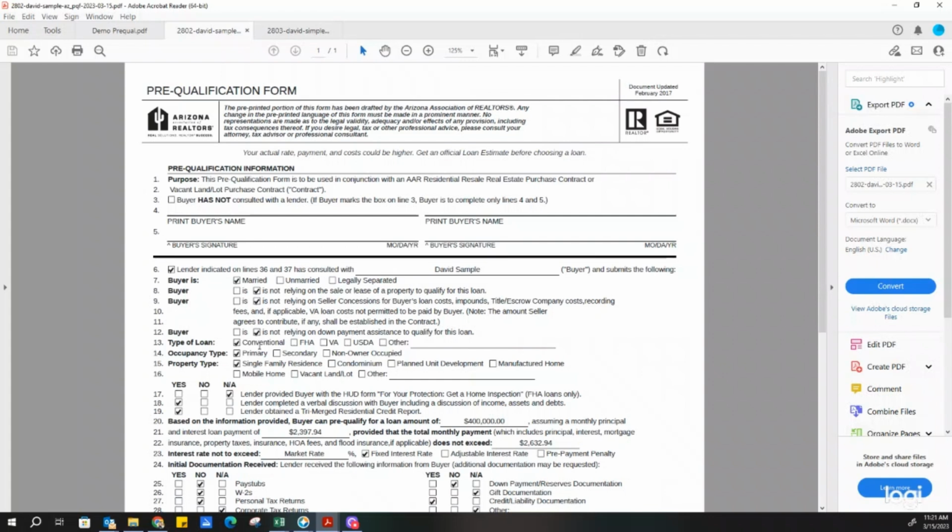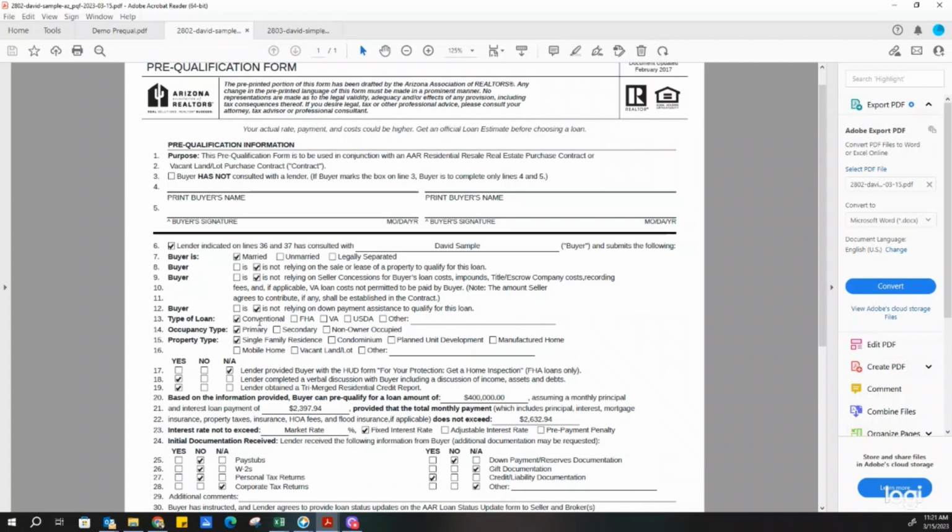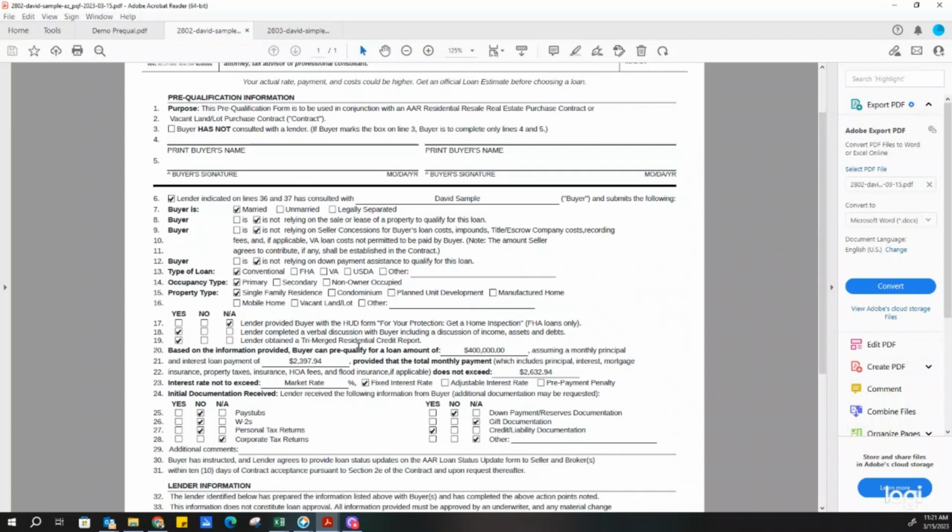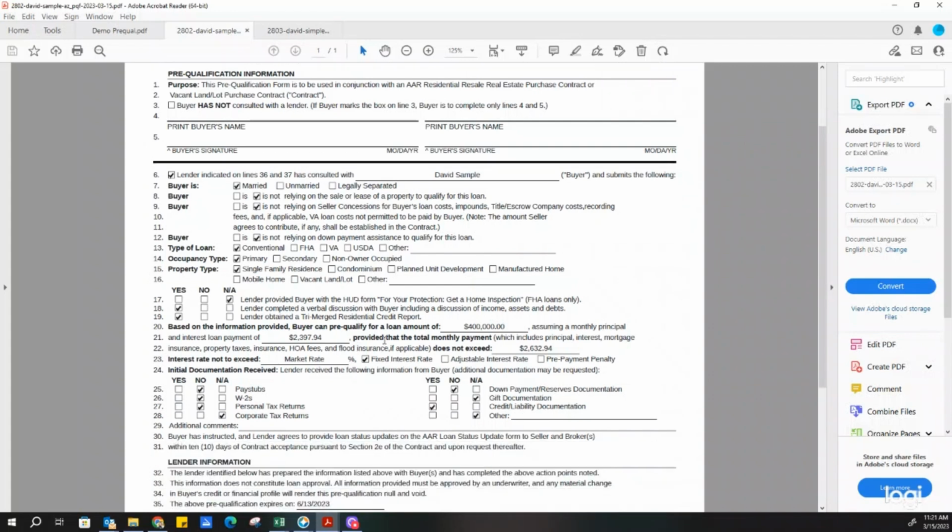So let's keep going. Here we have conventional loan. This is his primary residence. He's purchasing a single family residence, but if he was purchasing another type of property, let's say he was buying a manufactured home, that would be right here. Or if he was buying a PUD or a house with an HOA or a townhome here or a condo here. Now, here's the interesting part.